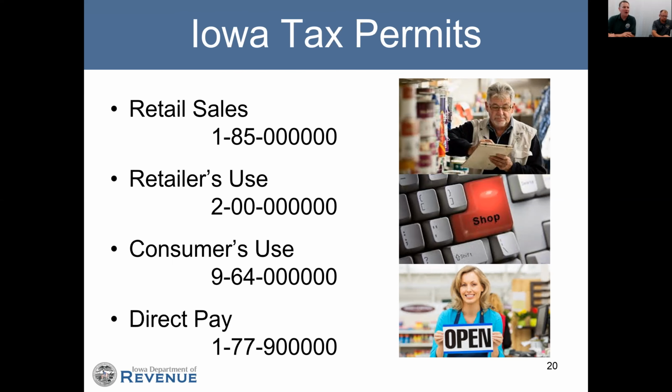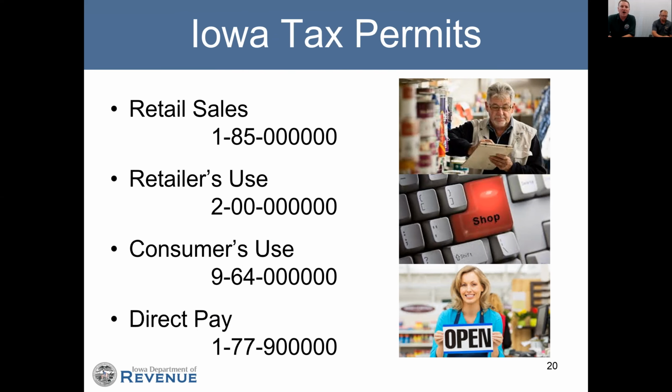We also have a direct pay permit number, and there's only about 25 to 30 of these roughly. These are for very large companies. They purchase a lot of things. They pay no tax to any vendor when they buy things, okay? They buy things, some are taxable, some are exempt. They self-assess and remit the tax directly to the Department of Revenue.